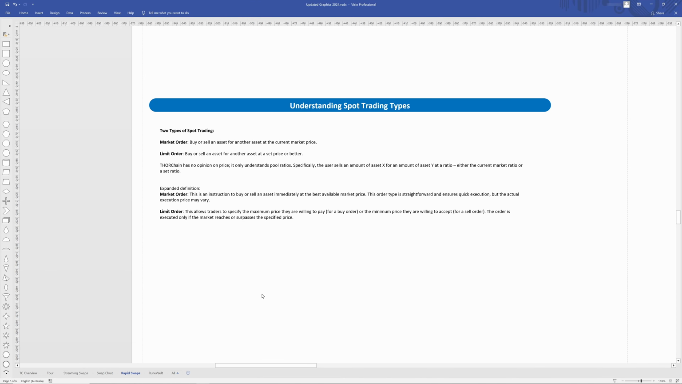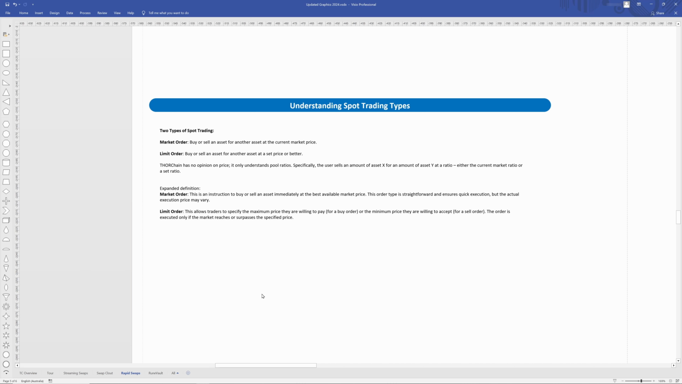The next planned feature is order books, and order books essentially introduce a limit order. So at the moment, you do a market order, you buy or sell an asset at the current price, whatever that is. And the limit order is you buy or sell the asset at a set price or better.